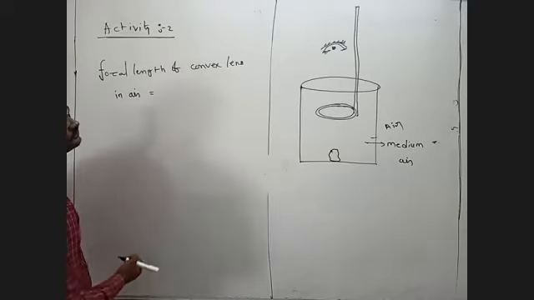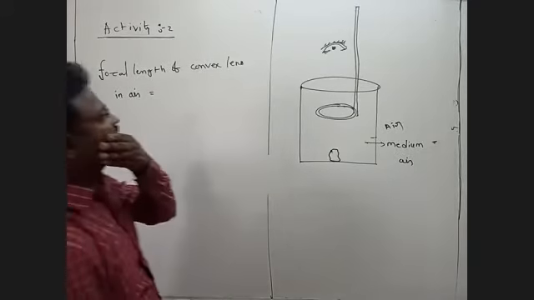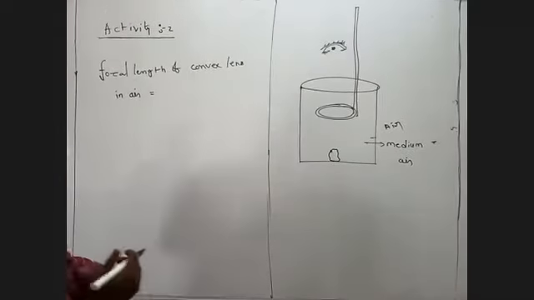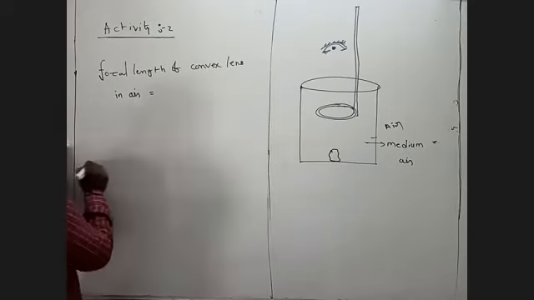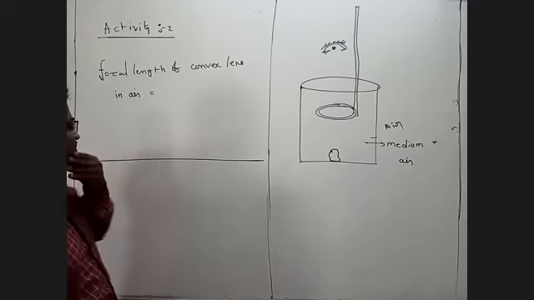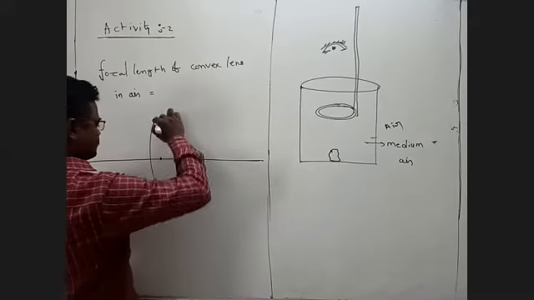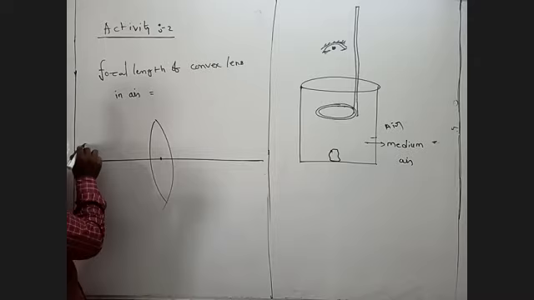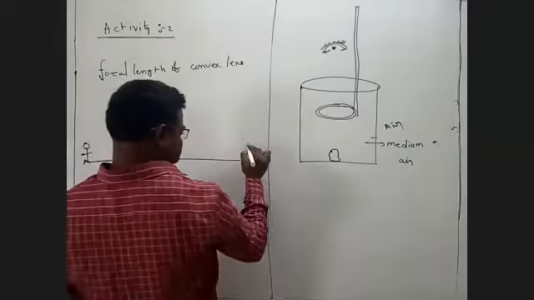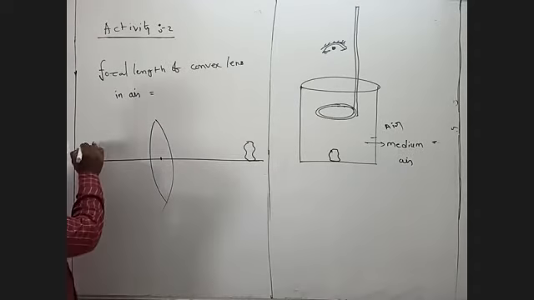How can you find out the focal length of the convex lens in air? Suppose, for example, this is the lens placed here. This is a convex lens, and we are standing here. This is a stone, and we are standing at this place.